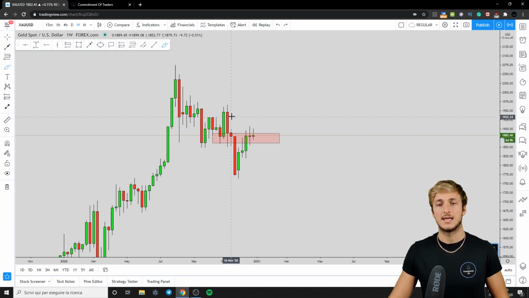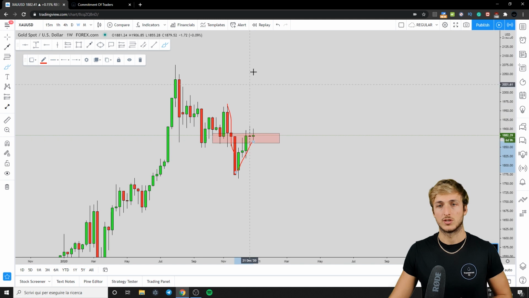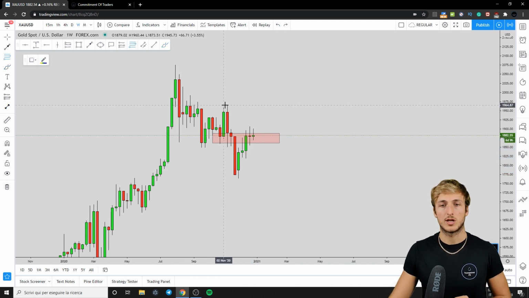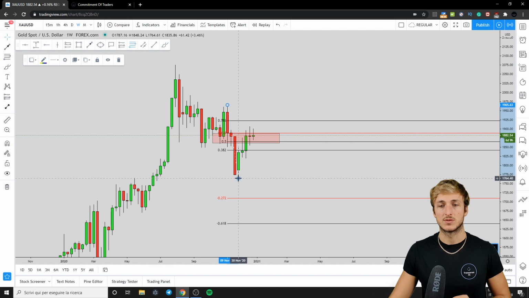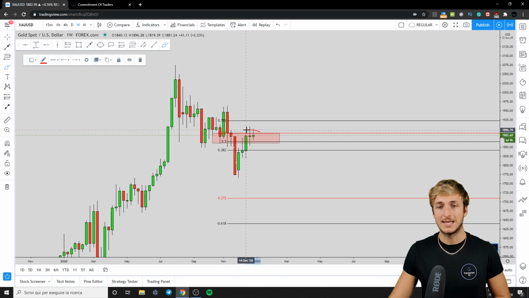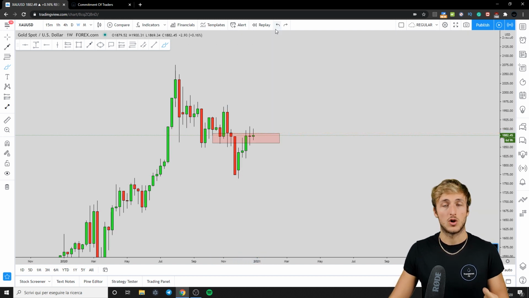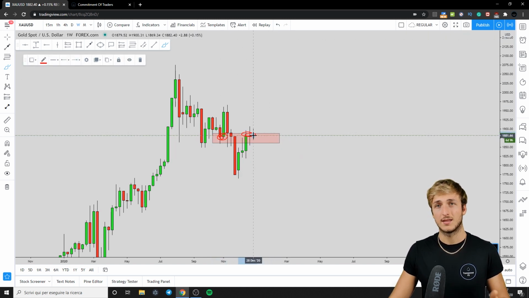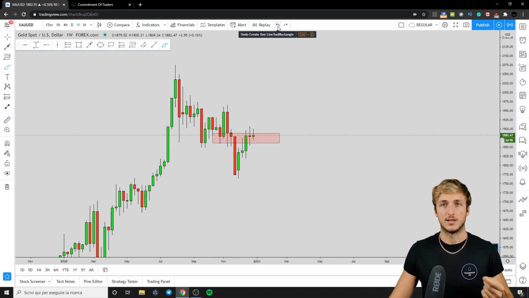What we can also see is that after an impulse, if we want to measure the correction, what we have to do is take our Fibonacci from the high to the low of the impulse. If we take our Fibonacci from this high to this low, we can see that the market is currently testing exactly the 0.618 of the Fibonacci taken on this impulse. The 0.618 is the golden ratio, the strongest Fibonacci level. So currently we are testing a confluence of resistance zone, given by the previous support turned resistance, and the golden ratio, the 0.618 of the Fibonacci taken on the weekly impulse.